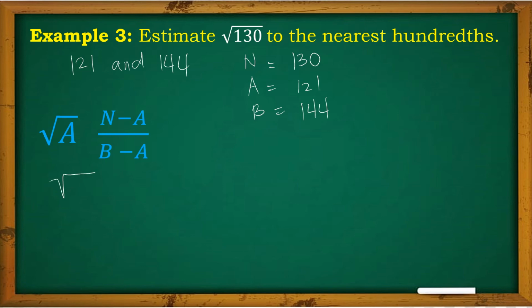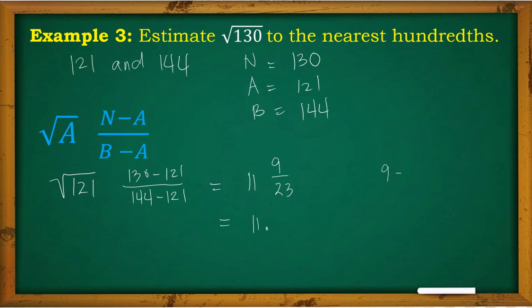Ngayon, i-plug in natin siya sa ating formula. So, that would be the square root of, ano yung a natin? 121. Para sa numerator natin, ano yung n? 130 minus 121. Ang denominator naman natin is 144 minus 121. So, isimplify natin yung ating sagot. What is the square root of 121? That would be 11. And then, 130 minus 121 is 9. And 144 minus 121 is 23. So, pagkatapos natin makuha yung mixed number natin, gawin natin silang decimal.